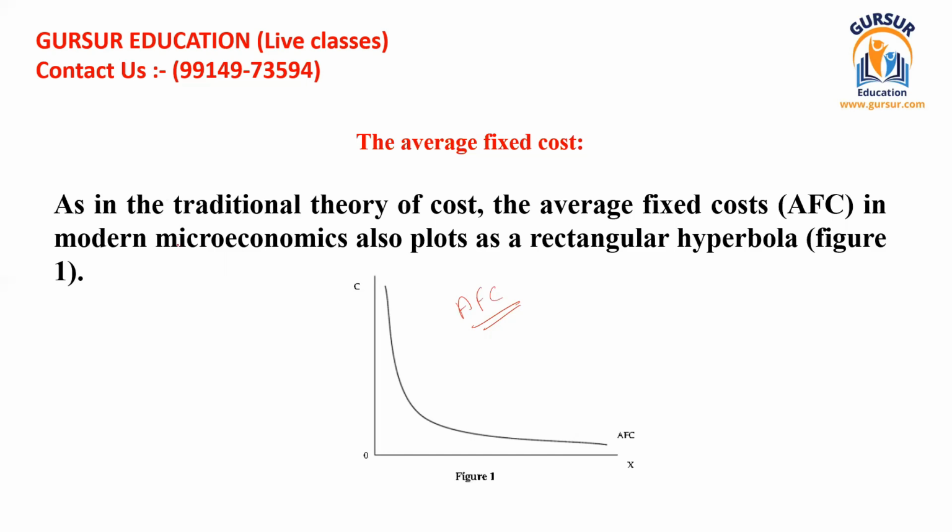And I must tell you one thing: I genuinely believe that giving the definition of AFC is not required here, because this is just the fixed cost divided by the quantity or output, and that gives you the average fixed cost. And again I'm not going to repeat that, because I believe that you have opened your brain when you are watching and listening to this video lecture.